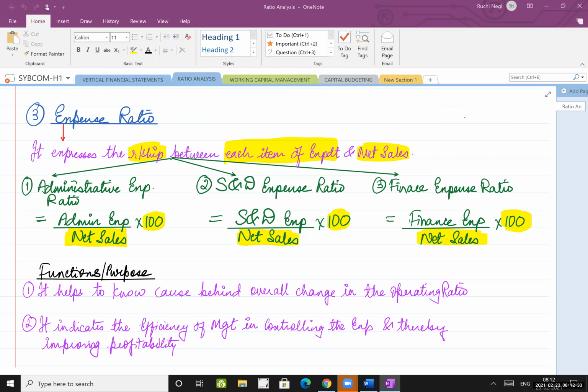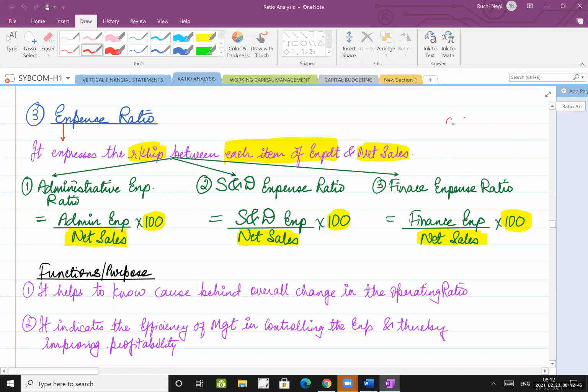Next is the expense ratio. Now, expense ratio will have administrative ratio, selling and distribution ratio, and finance ratio. Why? Because under operating expense, how many expenses are there? You have office related expense, that is admin, you have selling and distribution related expense, and the last is you have financial expense or finance expense.